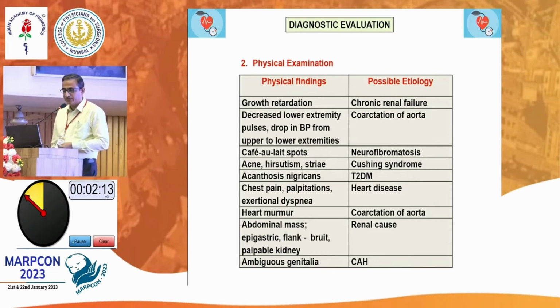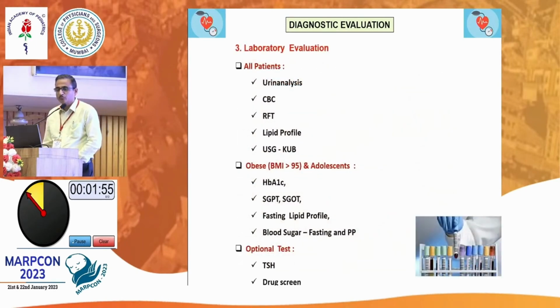If the child has chest pain, palpitation, exertional dyspnea, heart murmur, then most probably you are dealing with a cardiac cause. If the child has an abdominal mass, palpable kidney, and abdominal bruit, definitely some renal cause is there. And if there is ambiguous genitalia, definitely you consider congenital adrenal hyperplasia. So what investigation should one do in such cases?